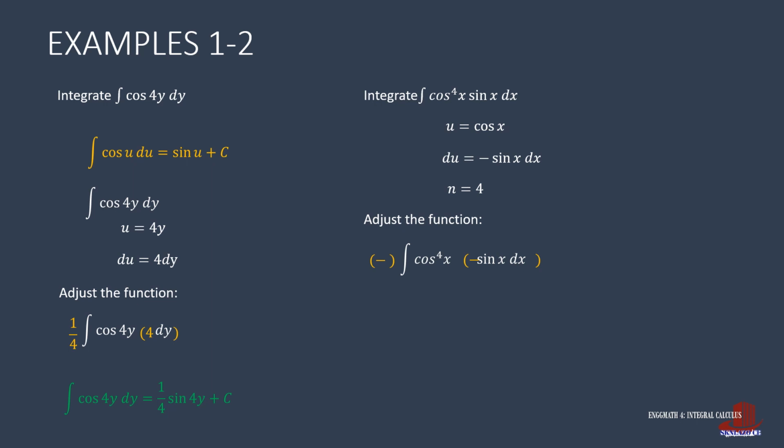Now that everything has been prepared, proceed to the integration using simple power formula, which makes negative cosine of x raised to 4 plus 1 over 4 plus 1 plus c. Simplify the function to have the integrand as negative cosine x raised to 5 over 5 plus c.